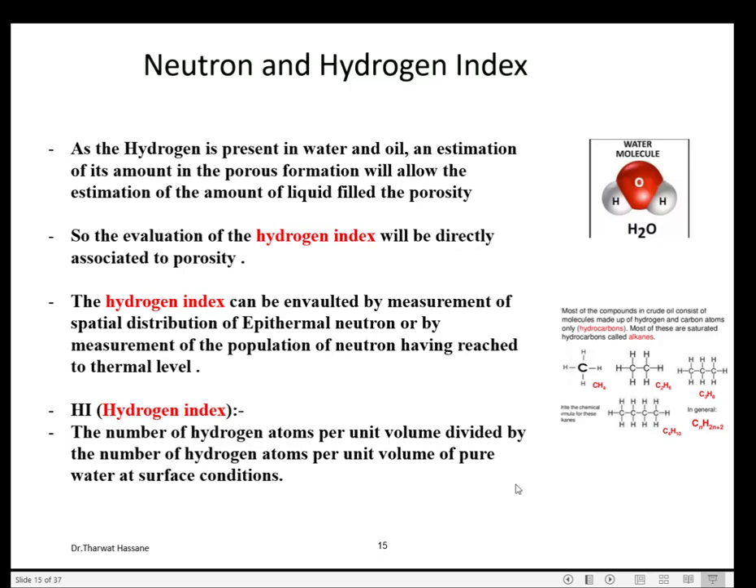So the idea from this slide is you have to know the hydrogen index, which is the number of hydrogen atoms per unit volume. If you have more hydrogen, a higher hydrogen index, that means you will have more hydrocarbon and more porosity. Sometimes you will also find hydrogen in the water. But the idea is: more hydrogen index, more porosity.